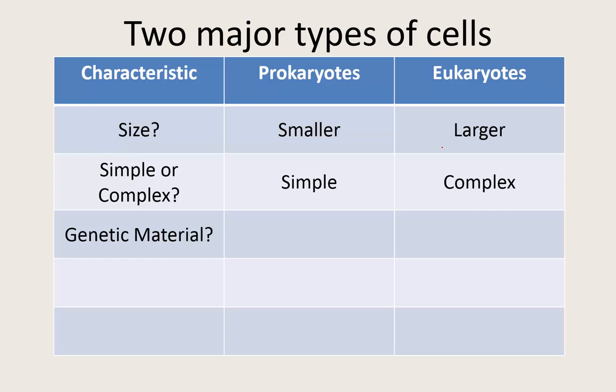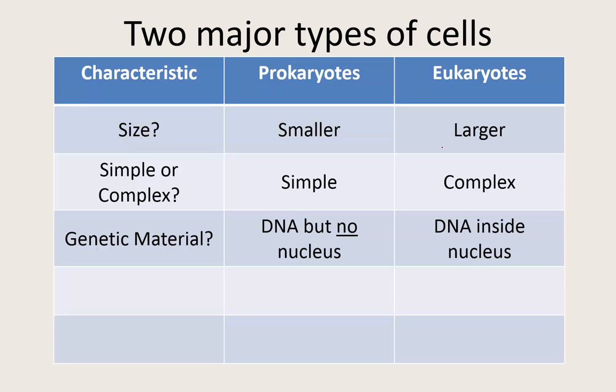And which one has DNA? Which one has genetic material inside of it? Well, that's kind of a trick question because both have DNA. All cells on Earth have DNA. But sometimes there's a membrane surrounding that DNA called a nucleus. Eukaryotic cells have that DNA in a nucleus, but prokaryotic cells do not have a nucleus. They have a region where the DNA is found, but they don't have a membrane around it called a nucleus. Both of them have DNA, but eukaryotes have a nucleus where it's found.